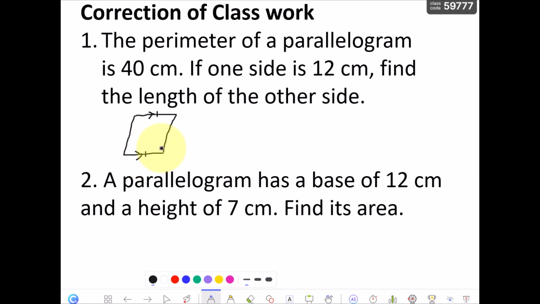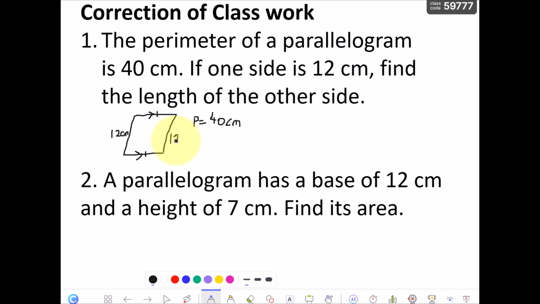Now, in this question, they said the perimeter is 40. So take note of that. You can just write P equals 40, that is 40 centimeter. All right. So if that is the perimeter, what next? They now said if one side is 12 centimeter. So you can pick any of the sides. I can pick this side to be 12. So if this side is what I pick to be 12, that means this other side must be 12.